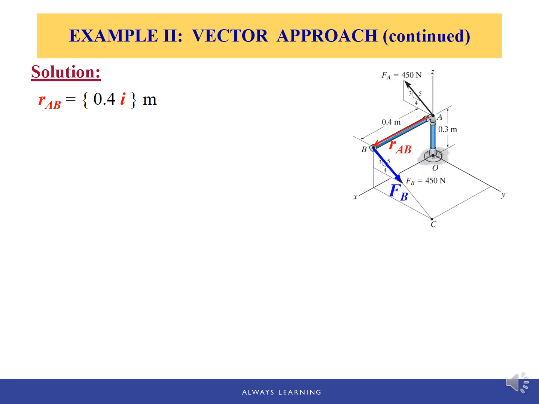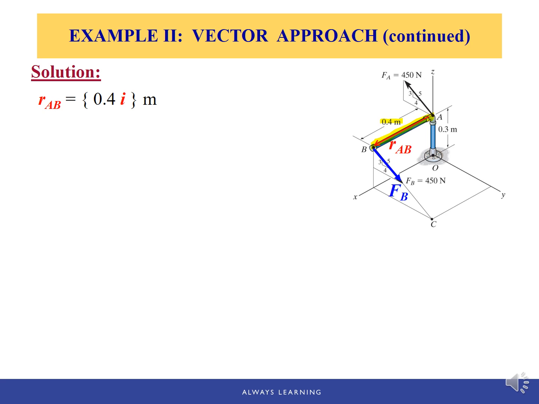First, we need to write the position vector RAB in vector form. This RAB is parallel to the x-axis, and that means it only has an x component. Or you can do the imaginary path method, where we go from the tail of the vector to the head of the vector, and we only need to travel along the x direction, and the distance we travel will be 0.4 meter. Therefore, this RAB is 0.4 i hat.